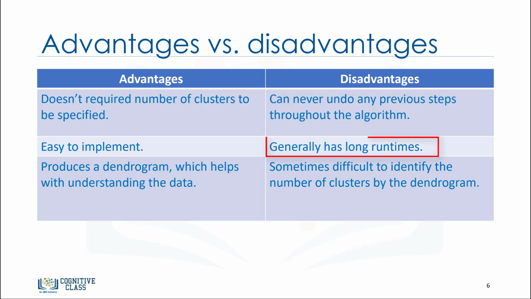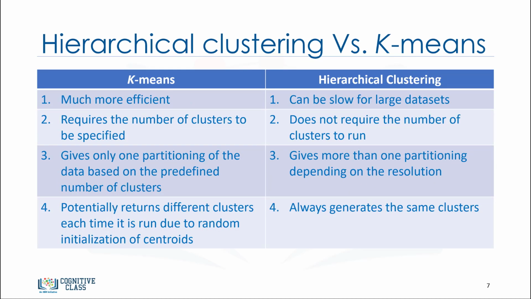Second, the time complexity for the clustering can result in very long computation times in comparison with efficient algorithms such as k-means. Finally, if we have a large data set, it can become difficult to determine the correct number of clusters by the dendrogram. Now, let's compare hierarchical clustering with k-means.